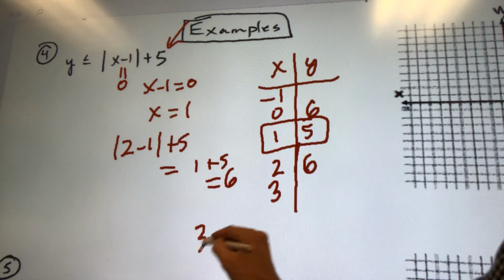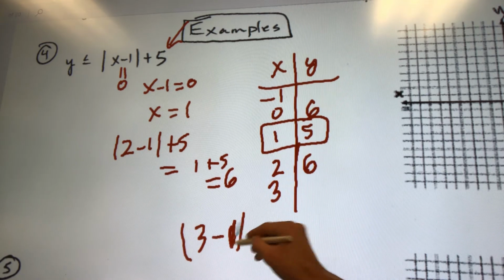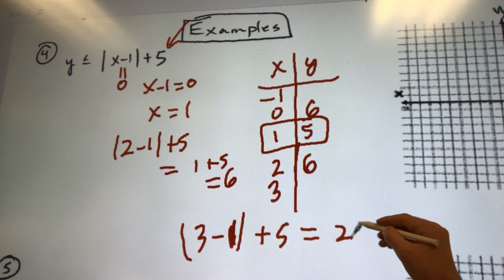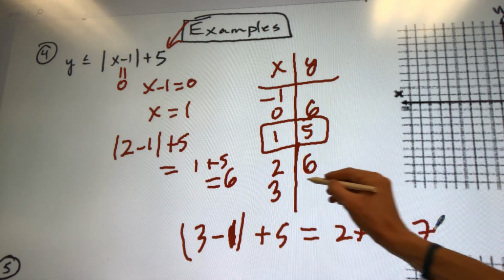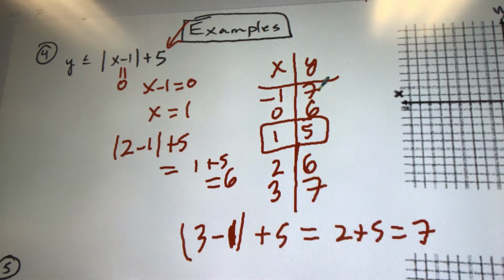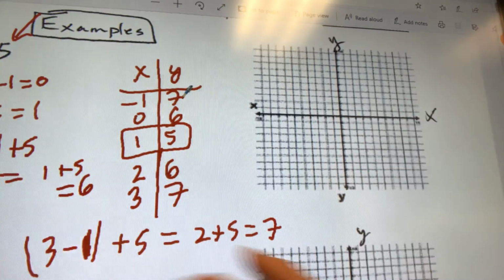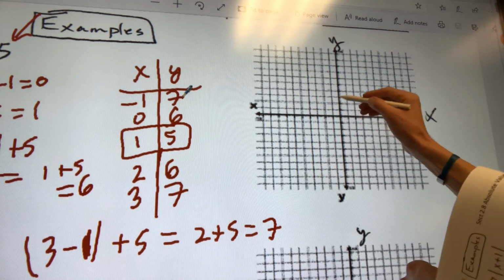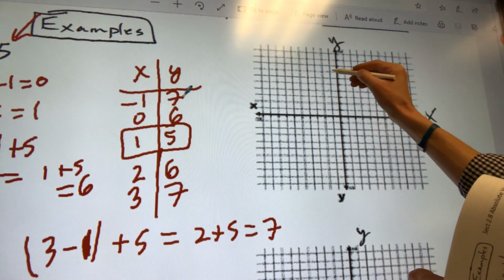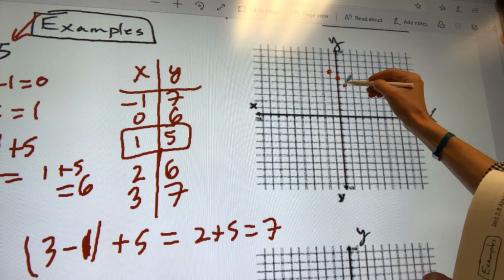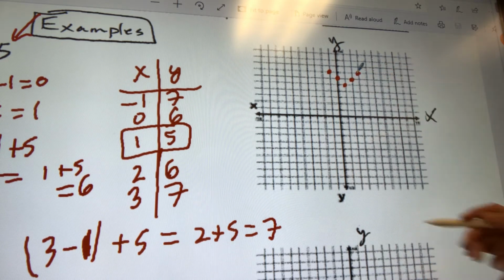I'm going to plug 3 in for x. I get the absolute value of 2, which is 2 plus 5, 7. Negative 1, 7, 0, 6. 1, 2, 3, 4, 5, 6, 7, 0, 6. 1, 5, boom, and boom, makes that V.